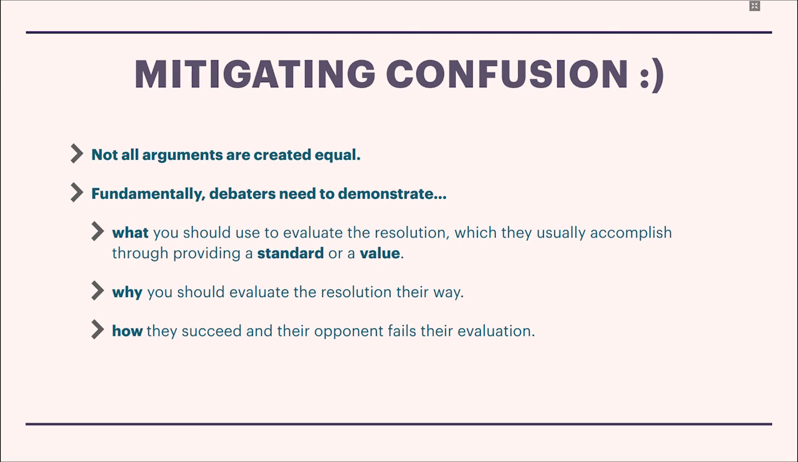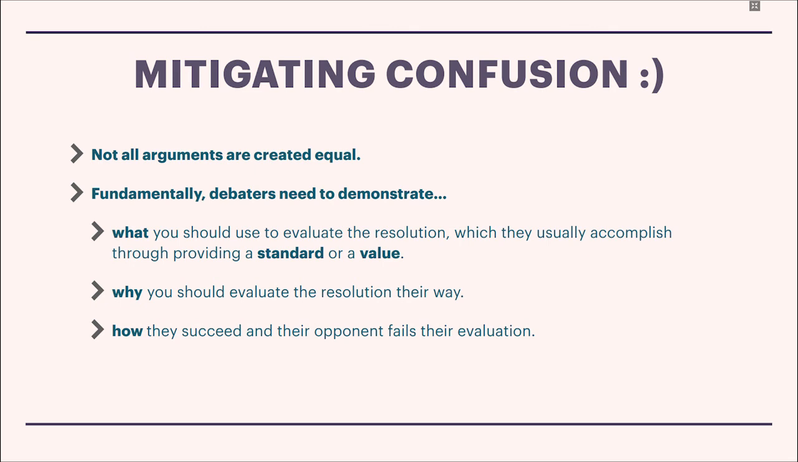So you're probably asking, how do you determine what are the most important arguments in a debate round? Hopefully the debaters will tell you them. But if they don't, here's a quick guide to sorting through the confusion that occurs in some debates. Debaters just need to demonstrate three things to you. First, they need to give you the what. What are you using to evaluate the resolution? How are we comparing between the right to know versus the right to privacy?